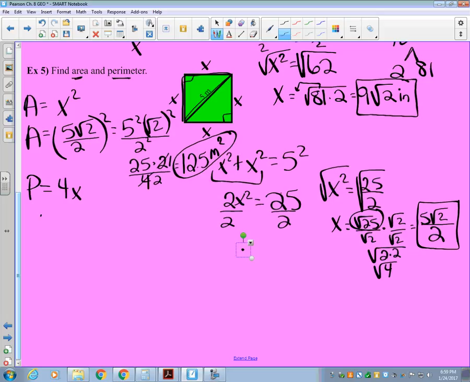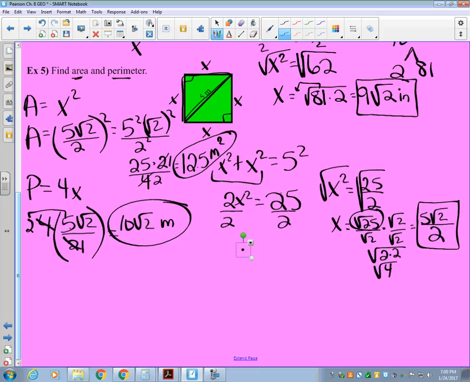And then the perimeter is 4 times our x value. So it's 4 times 5 root 2 divided by 2. 2 goes into 4 twice, and 2 goes into 2 once. 2 times 5 is 10, and the root 2 just hangs on, and that's in meters. So the perimeter is 10 root 2 meters, and the area is 12.5 meters.